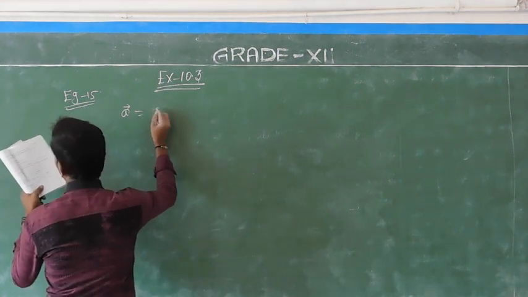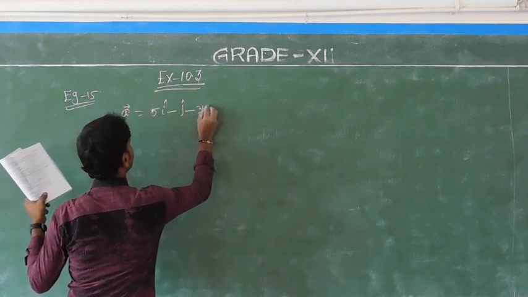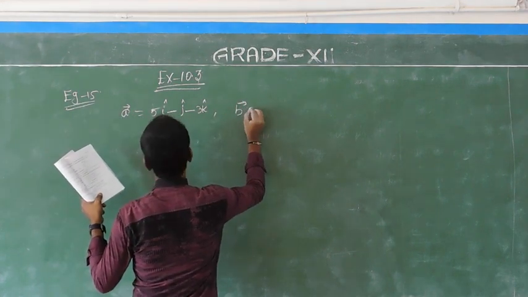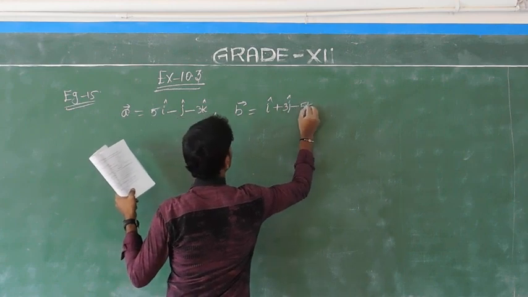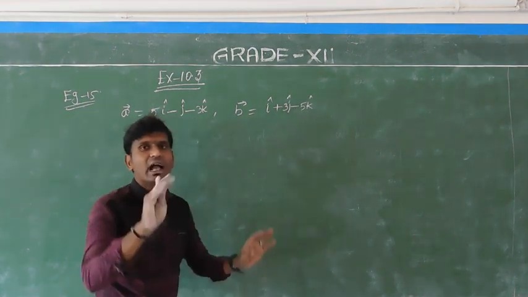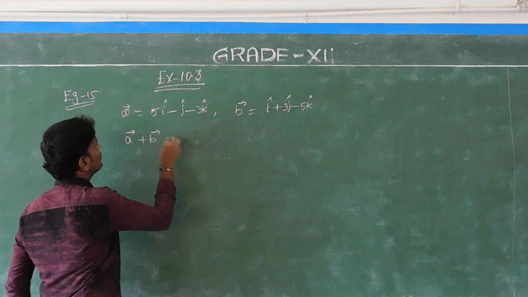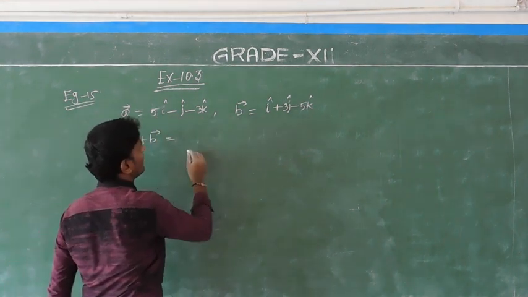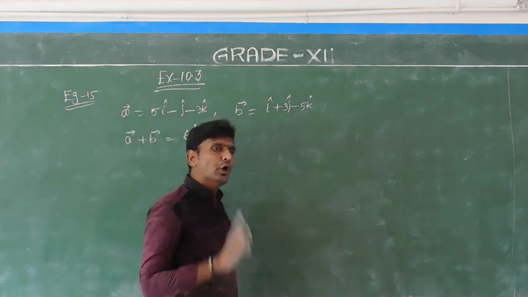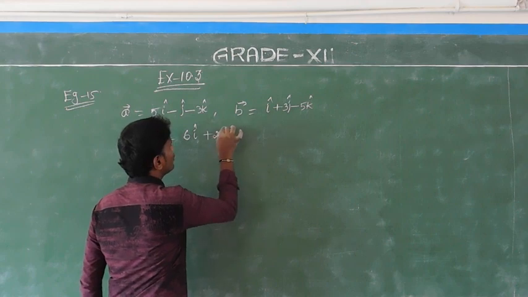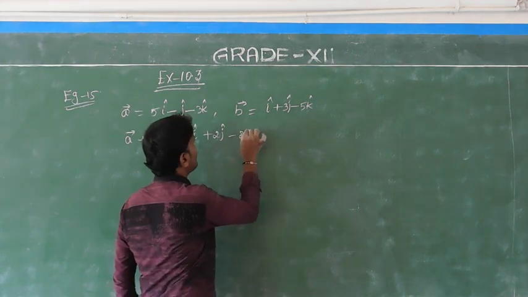First, the given: A vector is 5i vector minus j vector minus 3k vector, and B vector is i vector plus 3j vector minus 5k vector. First we have to find A plus B and A minus B. Take A plus B: add 5i plus i, 6i will come. Then minus j plus 3j, 2j. So plus 2j vector. Then minus 3 minus 5 is minus 8k vector.